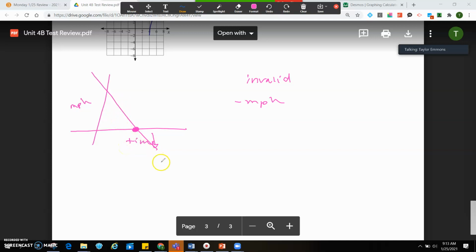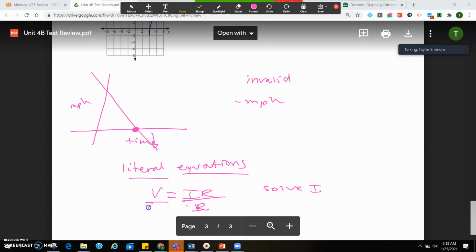Last week we started talking about literal equations, and you did that Delta Math on literal equations. So if I have V equals I times R, and I said solve for I, what would you do first? We want to get I by itself, so we would divide by that R to get I by itself. And so that's going to give me I equals V divided by R.